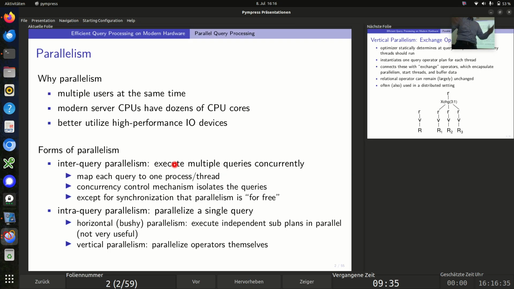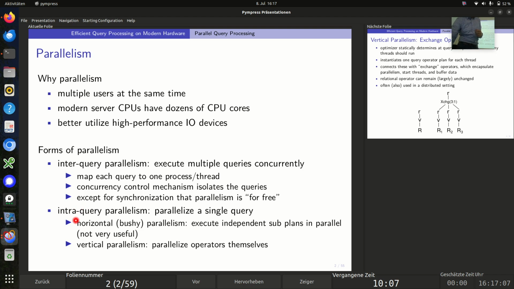Why do we need parallelism? Of course, the first thing is we have multiple users at the same time, so we want to have multiple queries running at the same time. We have two kinds of parallelism. The first one is interquery parallelism, which is actually the same as multiple users. We have multiple users sending queries to the database system, and we want to answer them in parallel. For that reason you have multi-version concurrency control.